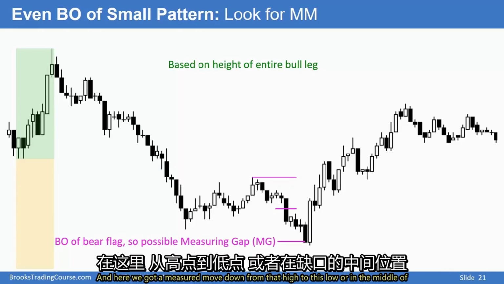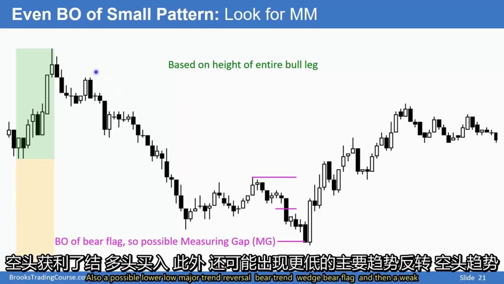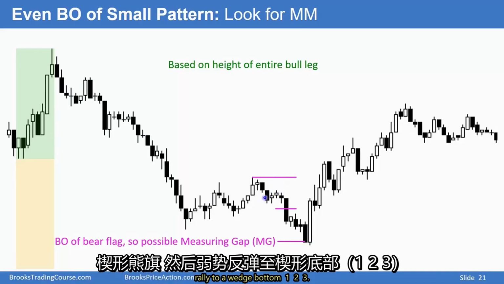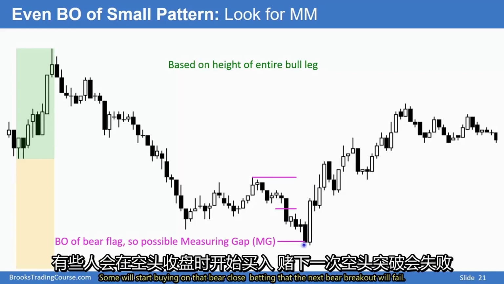And here we got a measured move down from that high to this low, or in the middle of the gap, that low, this high. And bears took profits and bulls bought. Also a possible lower low major trend reversal, bear trend, wedge bear flag, and then a weak rally to a wedge bottom, 1, 2, 3. Bulls will be looking to buy a reversal up. Some will start buying on that bear close, betting that the next bear breakout will fail.